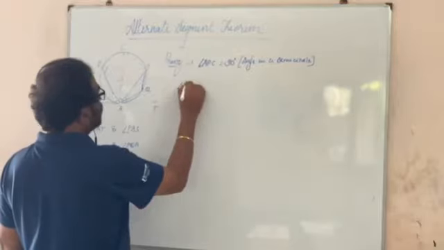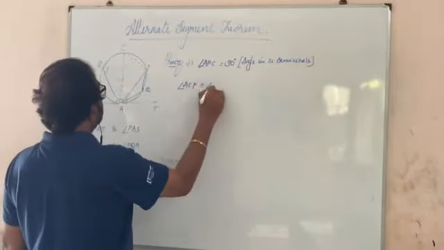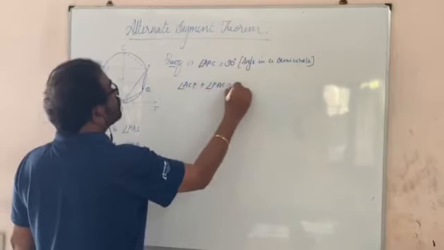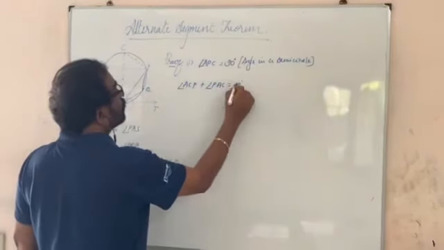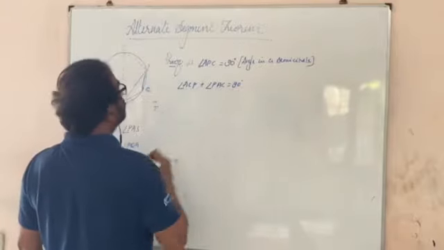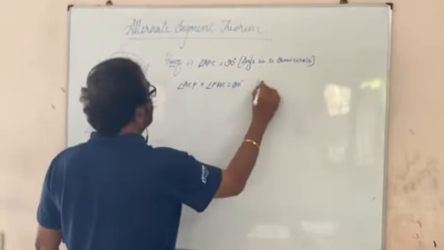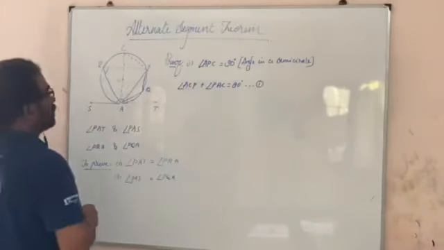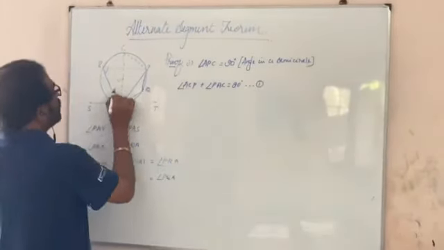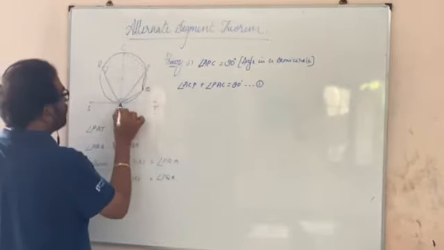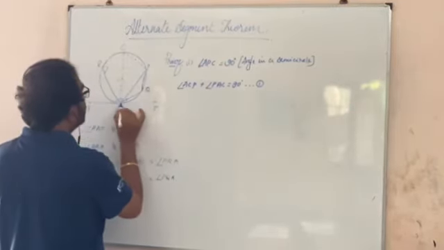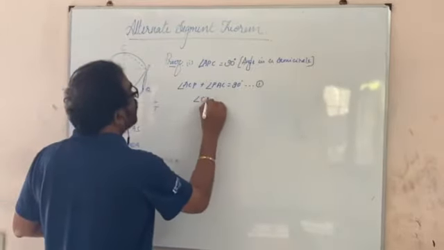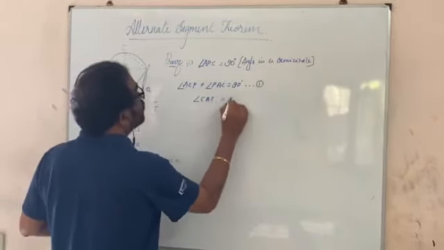That is, angle ACP plus angle PAC is equal to 90. Let's keep this as 1. ACP plus PAC is equal to 90. And then the angle between the diameter and the tangent at the point of contact is also 90. So I can say angle CAT is also 90.